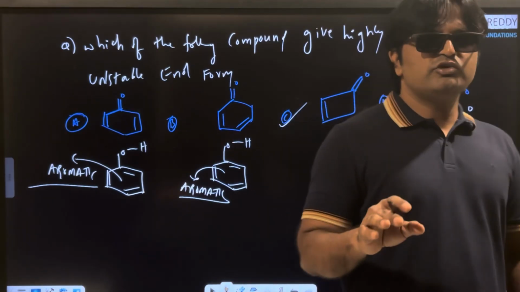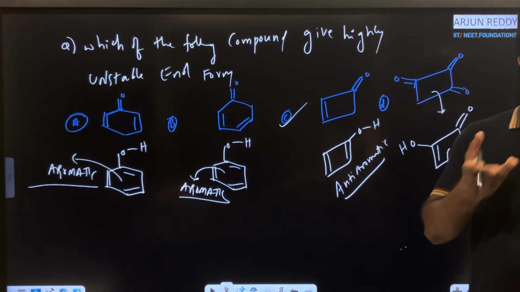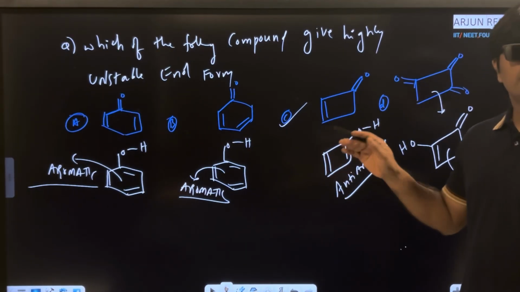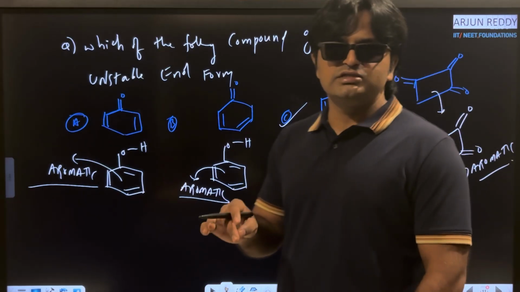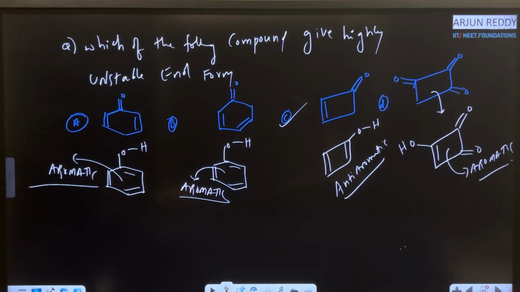Even same question they can also ask like this: which of the following enol form is not existing at room temperature? Which is not existing at room temperature? This one, because of highly unstable nature, and your compound is anti-aromatic compound. Anti-aromatic compounds are highly unstable at room temperature, they are not existing.